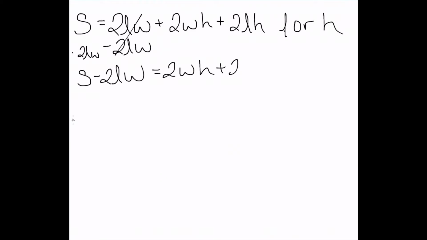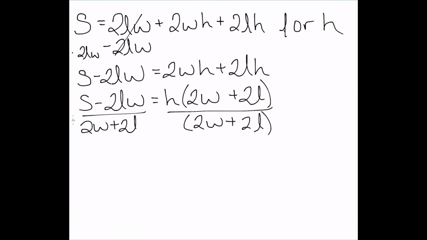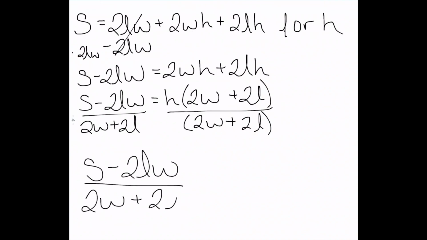2WH plus 2LH. Both of those have an H in them. So our next step is actually going to be to factor out that H. I then have 2W plus 2L. And since I have H times something, I can divide by that something. So I'm going to divide both sides by this 2W plus 2L. On the left, I have S minus 2LW over 2W plus 2L. And on the right, I just have an H.